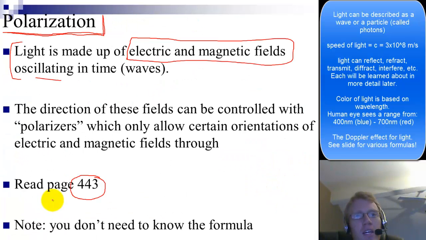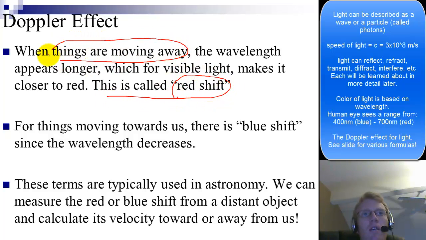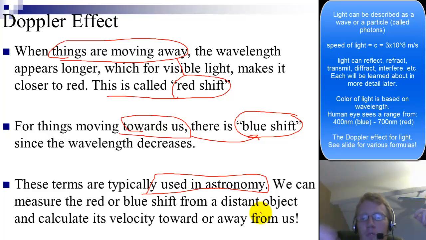So let me get back to that slide here. When things are moving away, the wavelength gets longer, and that's red shift. So things are moving away, red shift. If things are moving towards, that's blue shift, as we just explained. So when you talk about astronomy, that's when you most frequently talk about red shift and blue shift, and you can use this to figure out how fast things are going towards Earth or away from Earth by observing them through a telescope and measuring the spectral lines emitted.